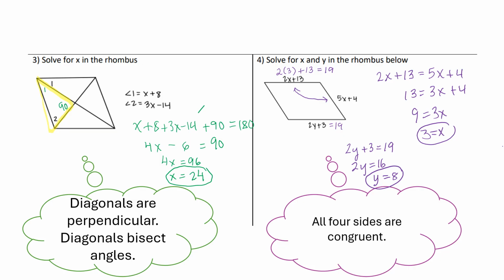For number 4, since I know that all four sides are congruent, I started by setting 2x plus 13 equal to 5x plus 4, because those two sides must be congruent. That gave me that x was equal to 3, and knowing that x was 3, I was able to say, well, then the side lengths are all 19, so I solved 2y plus 3 had to be 19, and y had to be 8.